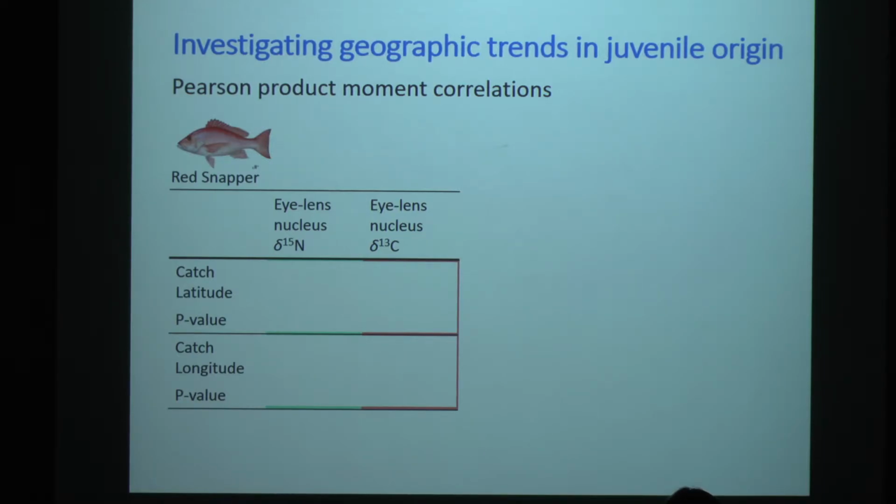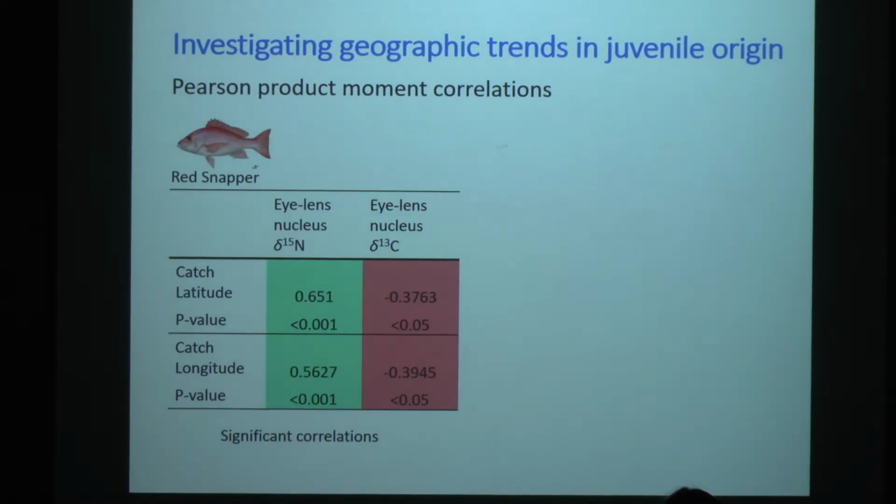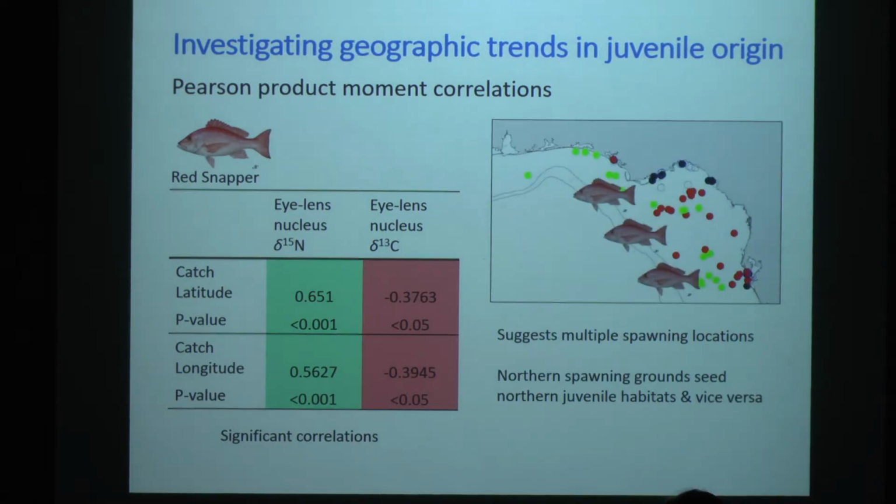And so what I did was a Pearson correlation between the latitude and longitude of captures for the juveniles, and the isotopic values, both the nitrogen and carbon, for those lens nuclei. So in my example here of red snapper, we have highly significant positive correlations between nitrogen and catch location in both latitude and longitude, and significant negative correlations between carbon and the catch locations, suggesting that possibly there are multiple different spawning locations for red snapper distributed throughout this region and seeding a variety of different juvenile habitats.